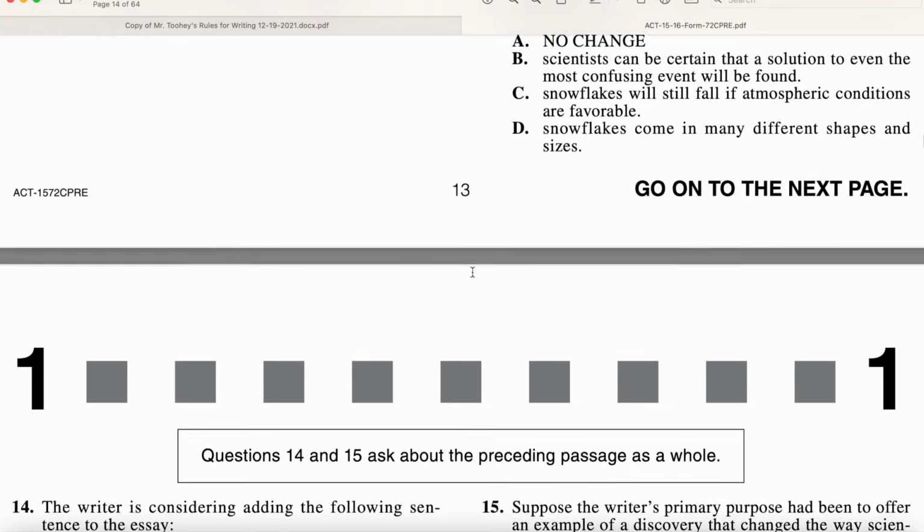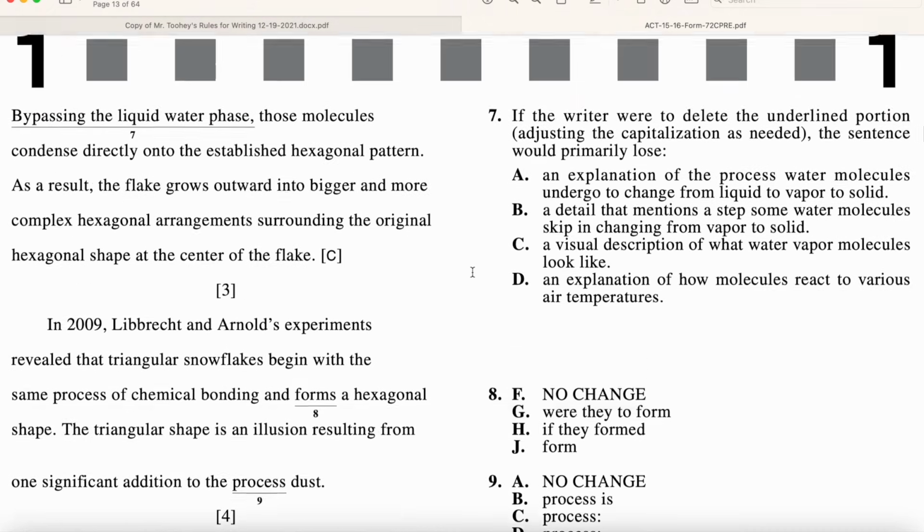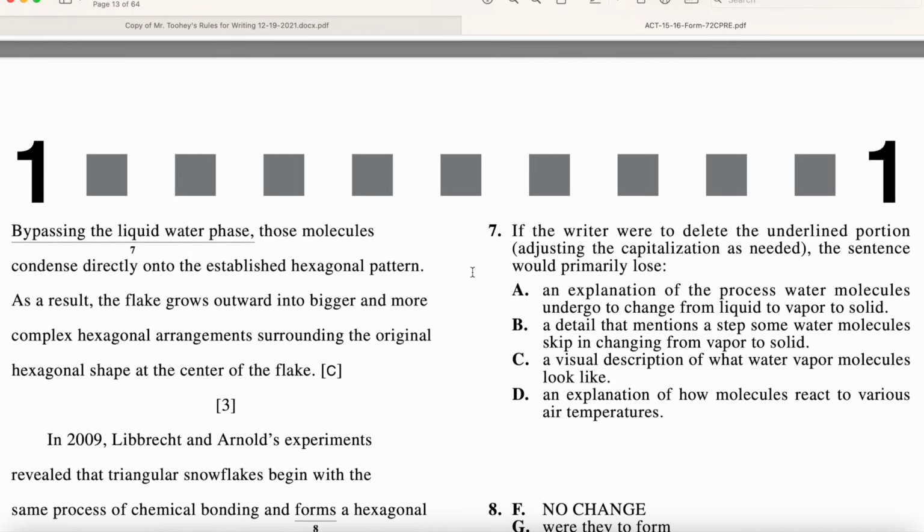So that's in paragraph 2. As a result, the flake grows outward into bigger and more complex hexagonal arrangements surrounding the original hexagonal shape at the center of the flake. This growth can take the form of either branching or faceting. Yeah, this one does talk about growth. That was so far the only one that talks about growth. Do you see that there at the beginning of the sentence? The flake grows outward into bigger, more complex hexagonal arrangements. Yes, sir. That could work.